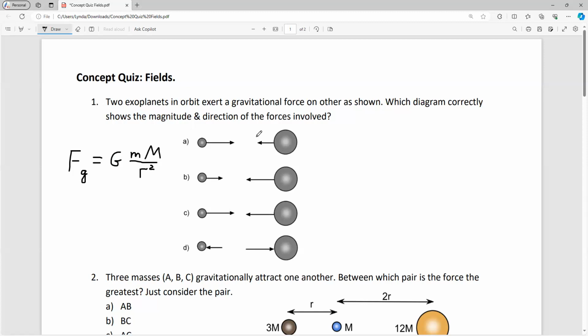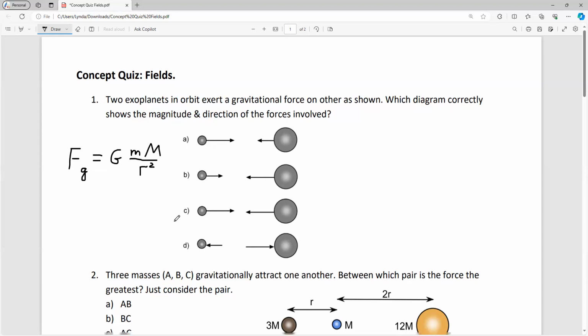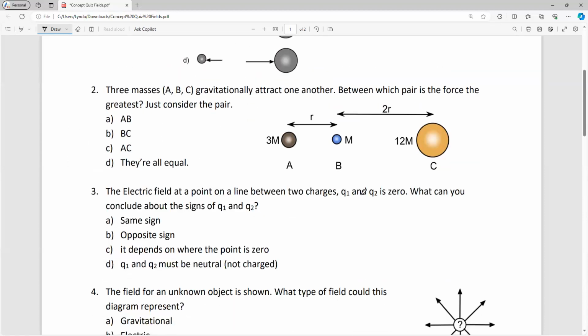So what we see on all those pictures, the denominator is the same, right? Masses are different, but if you have a bigger mass and smaller force and a bigger vector, bigger force, it's not applicable. So forces are equal and opposite. So here it's only C. Okay, next one is B, the second one, 3 masses.